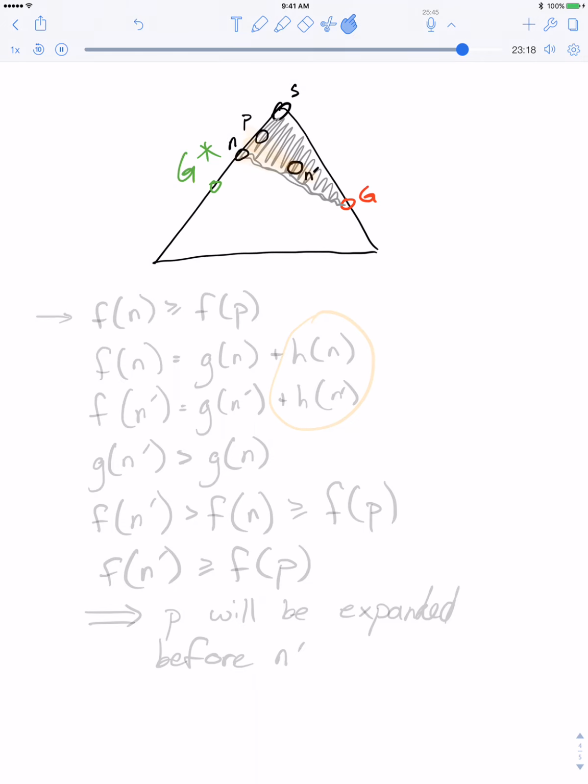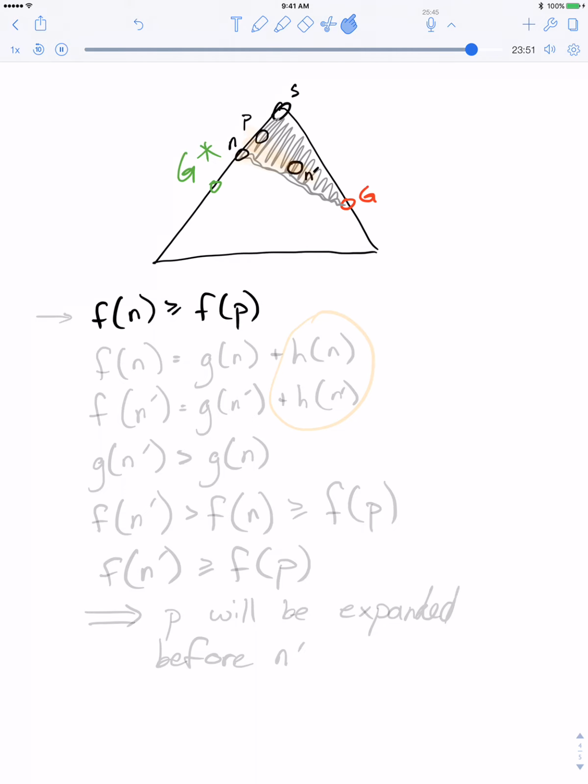What do we do from here? Well, remember that n is a node where the path from S to n crosses through p, since p is an ancestor of n. So what that means for us is we already guaranteed that F costs are never decreasing along a path, they can only increase. Which means F of n is greater than or equal to F of p. Okay? How does that help us?